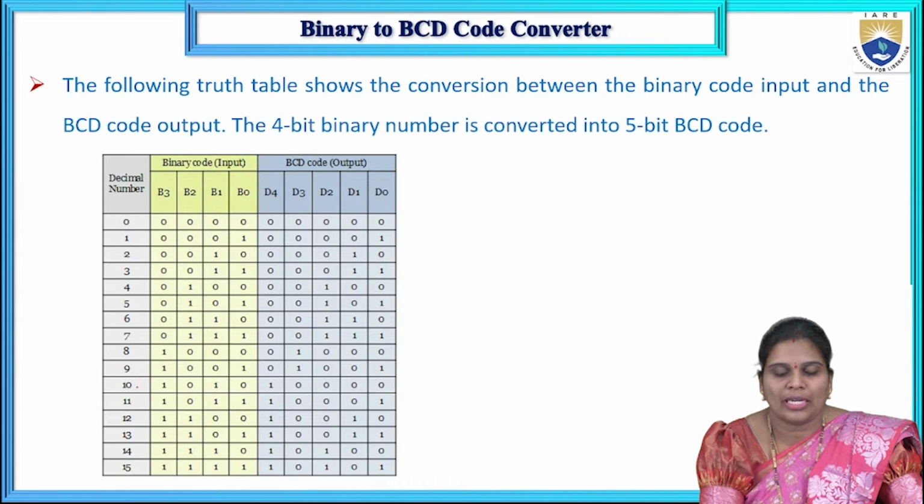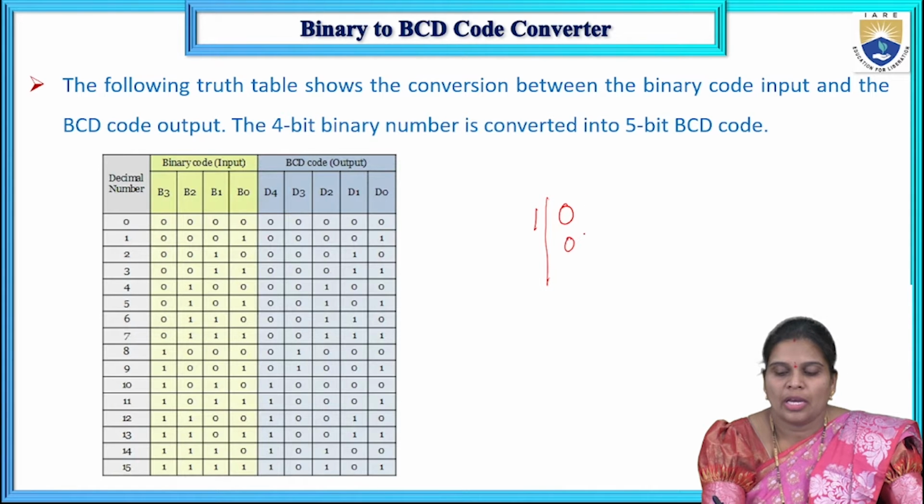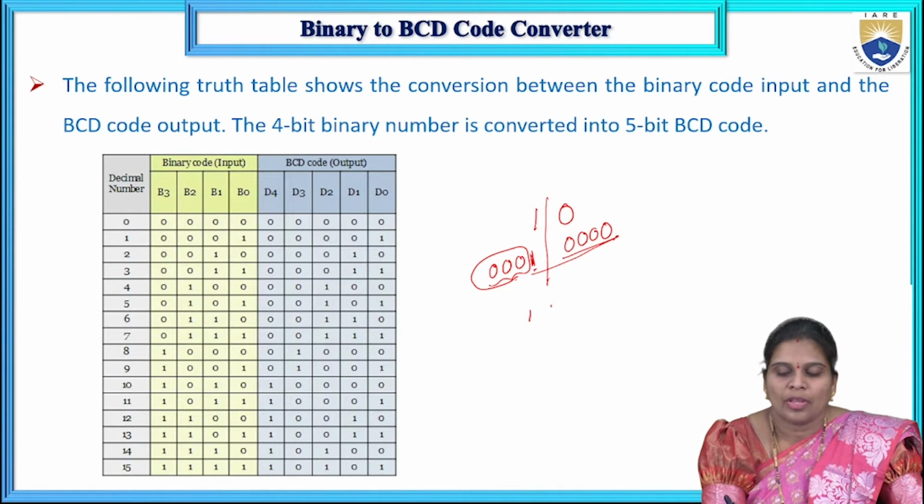From 10 onwards, the equivalent binary value of 10 is 1010. Coming to the BCD value, normally the BCD value for this 10 is like this: for 0, four zeros, for 1, 0001. The remaining bits are the 1s, so here we are taking the four zeros. So the 10 equivalent BCD value is 1 followed by four zeros. Similarly for this 11 also, it is 0001 0001.